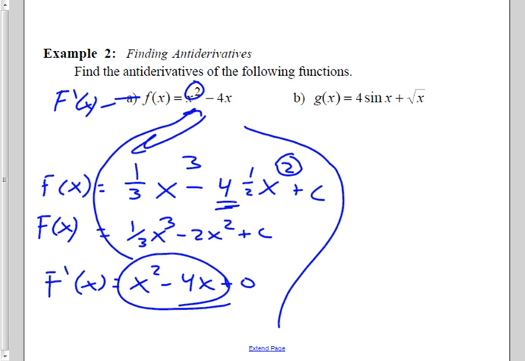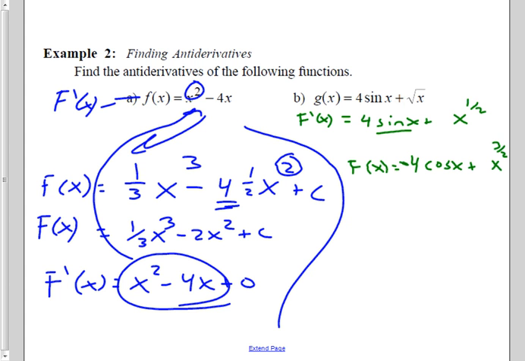What about over here? Well, let's rewrite this as 4 sine x plus x to the 1/2. And this is my derivative. So my function itself, well, what function has a derivative of sine x? We know that the derivative of cosine x is negative sine x, so let's put a negative in front to accommodate for the fact that it should be positive. And then plus x to the 3/2, but I want to have a coefficient of 1, so I'm going to need to put a 2/3 there.